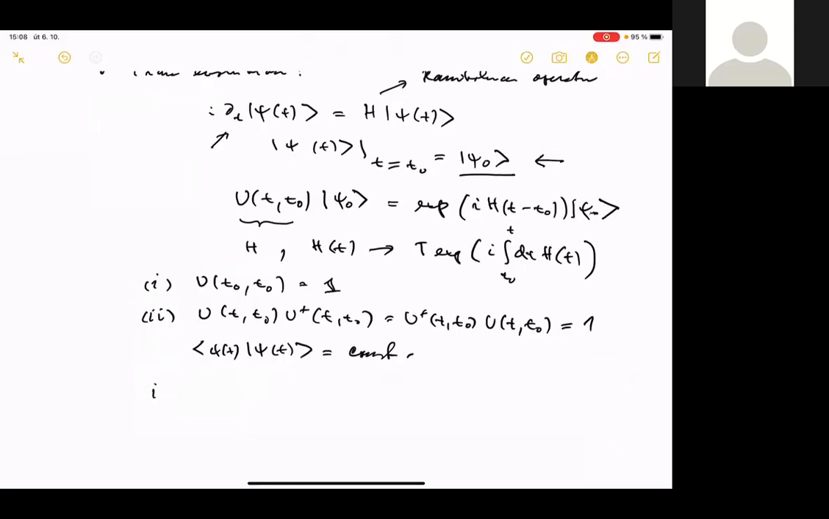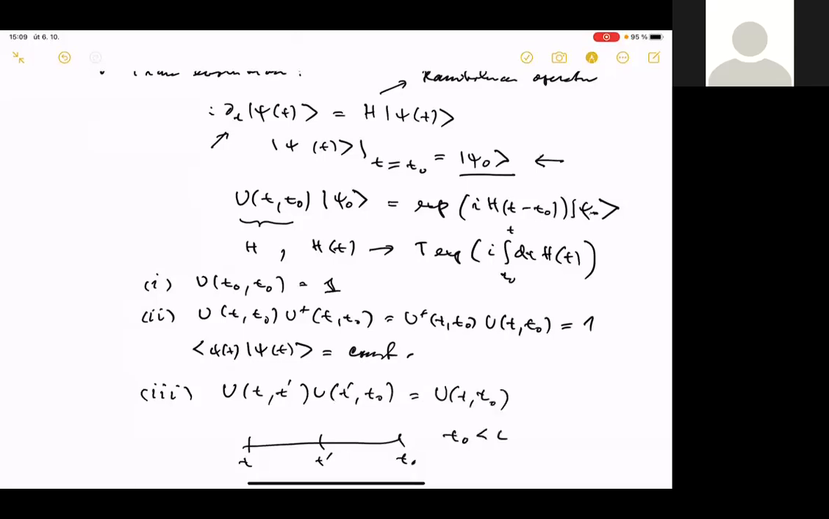And we have also the so-called semigroup condition for this time evolution operator. And this semigroup condition tells us that if we have some time evolution from the initial time to some intermediate time t prime, and then time evolution to the final time t, we have such a relation. So this is valid whenever t0 is smaller than t prime, smaller than t.